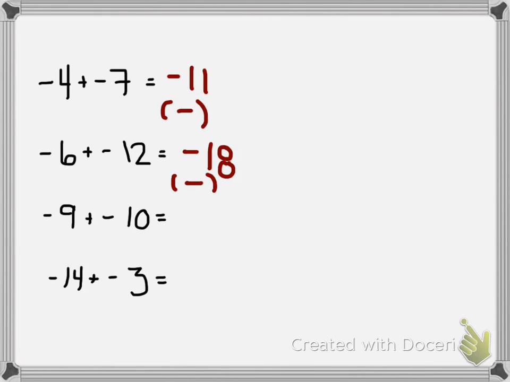Negative 9 plus negative 10. Is my answer going to be positive or negative? My answer is going to be negative. What is 9 plus 10? 9 plus 10 is 19. So negative 9 plus negative 10 equals negative 19. What is negative 14 plus negative 3? Negative 17.